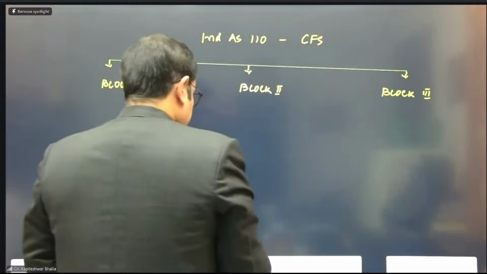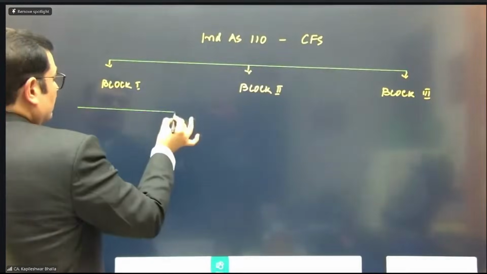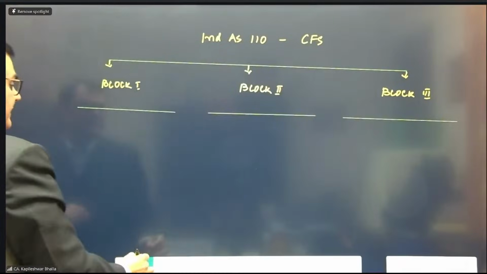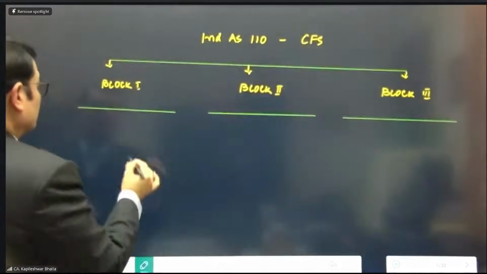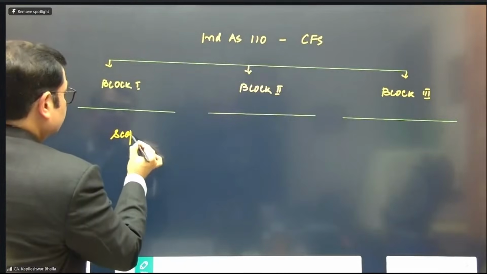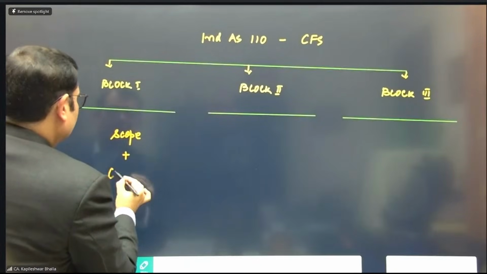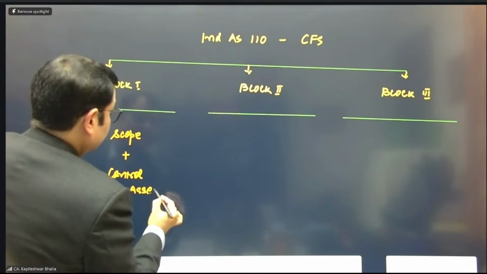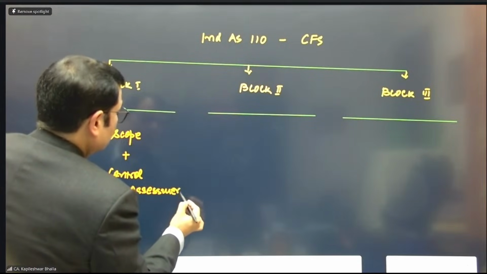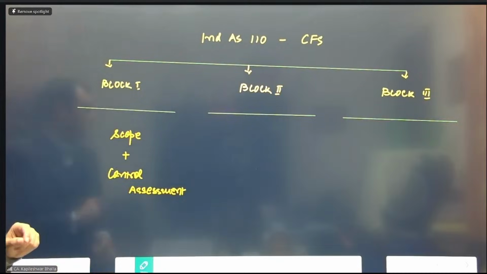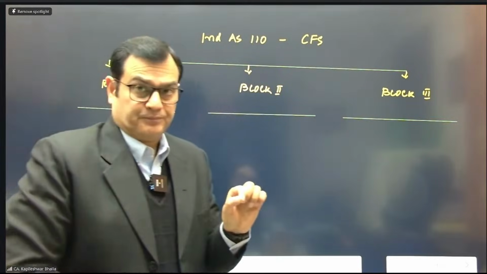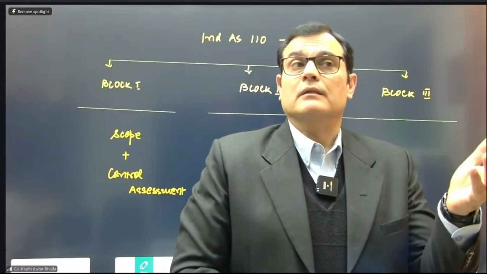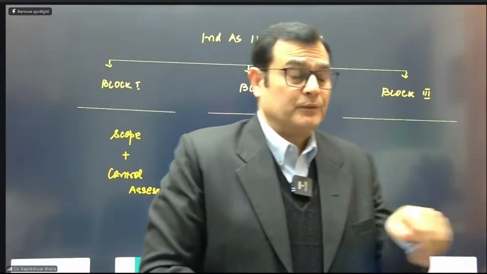So in our discussions, in terms of block number 1, we're going to focus on the scope and the control assessment. In the first block, we'll talk about the scope of the standard and the control assessment. How do you make an assessment that there is a control which is present? Because control is the main factor which leads to consolidation. If there is a control, then only we can say the consolidation would occur, otherwise not, at least under 110.